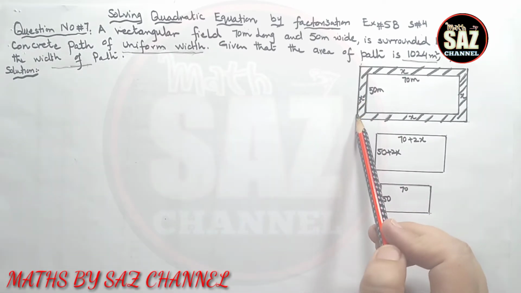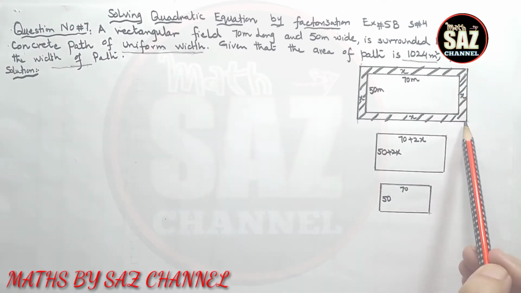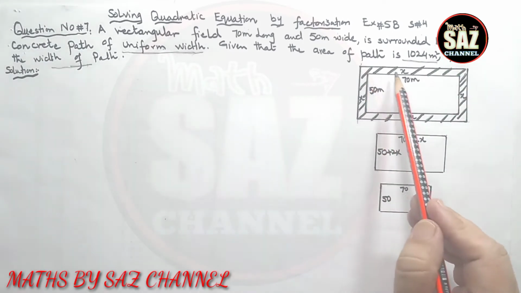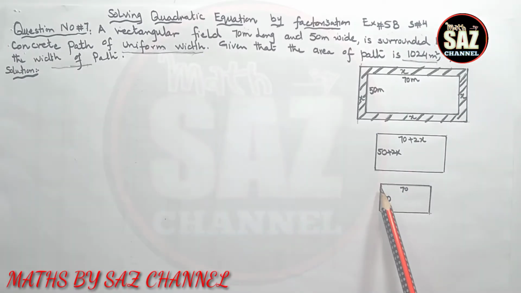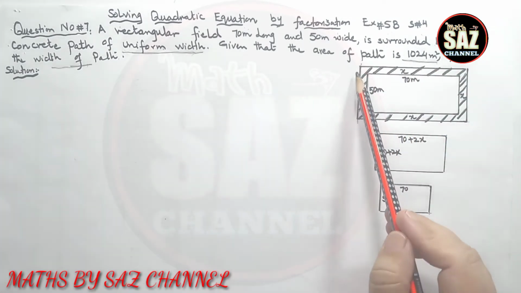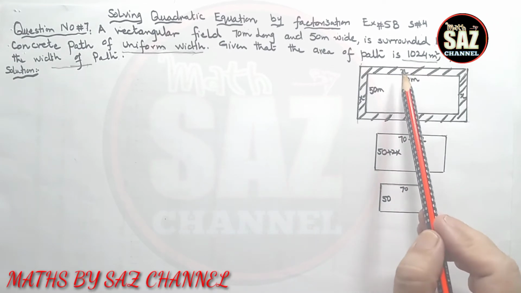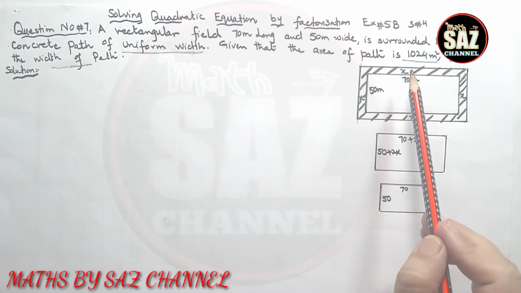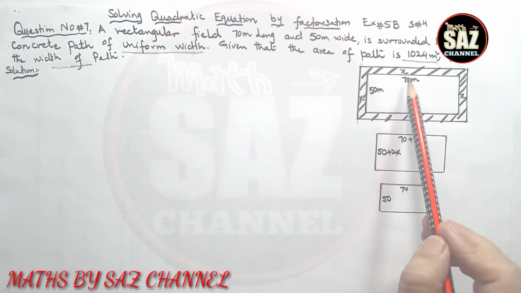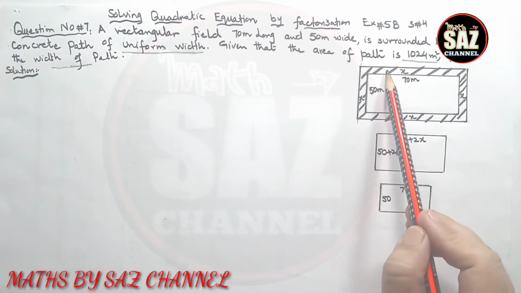Due to this path, we can see that the shape will have two rectangles. One is the outer rectangle and one is the inner rectangle. The length and breadth of the inner rectangular field are already given. But what will be the length and breadth of this outer big rectangular field? As the rectangular field has the uniform path all around it, the length and breadth of the external rectangle will increase by twice the width of this path.